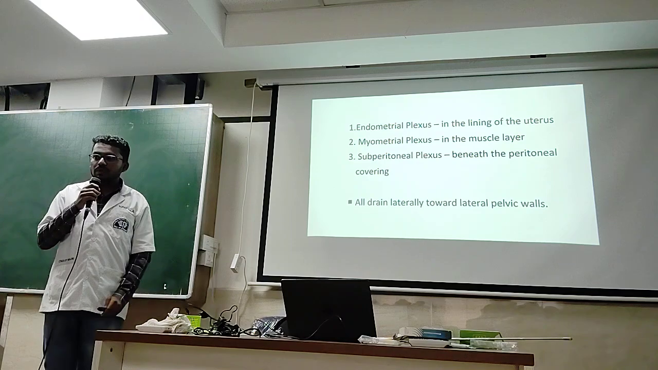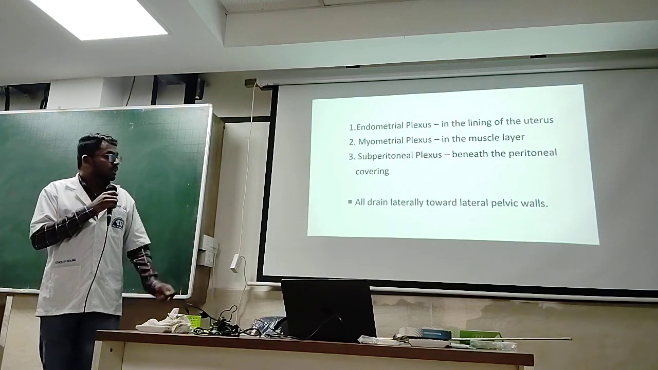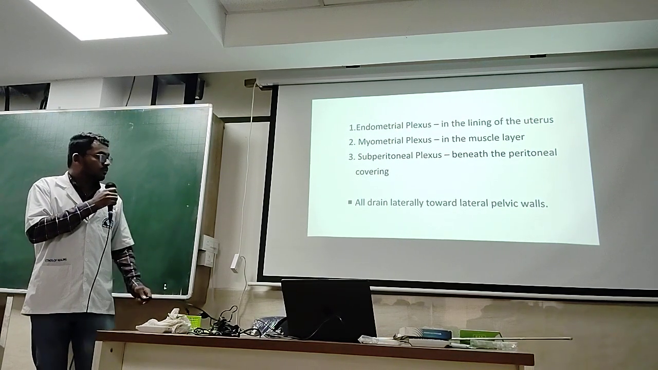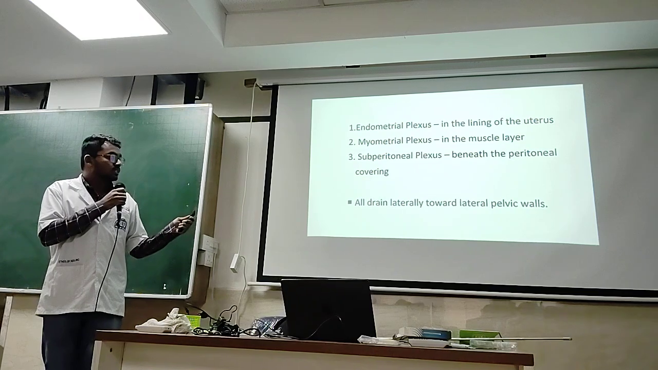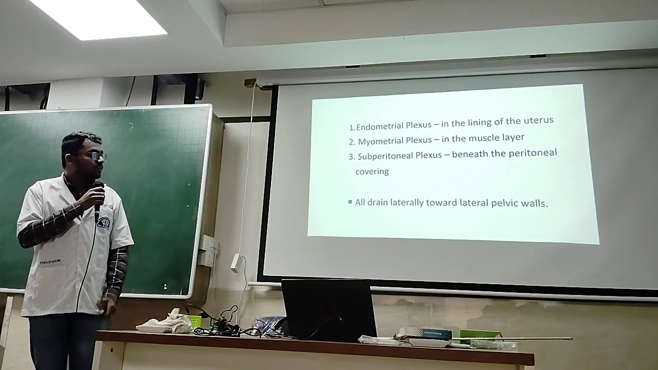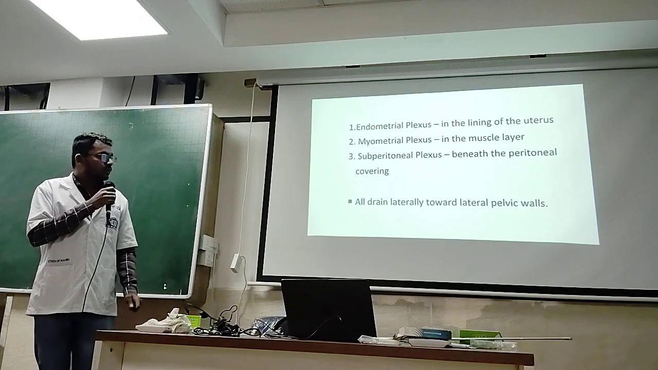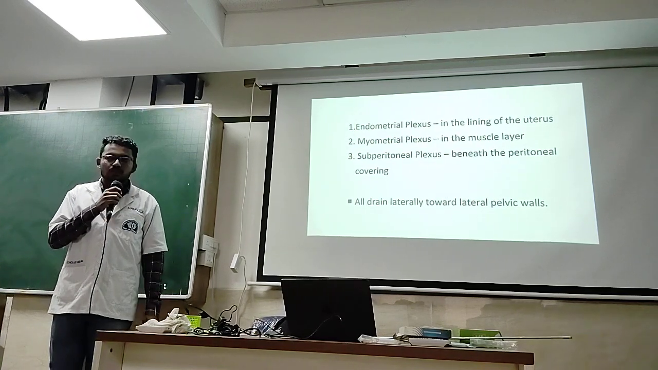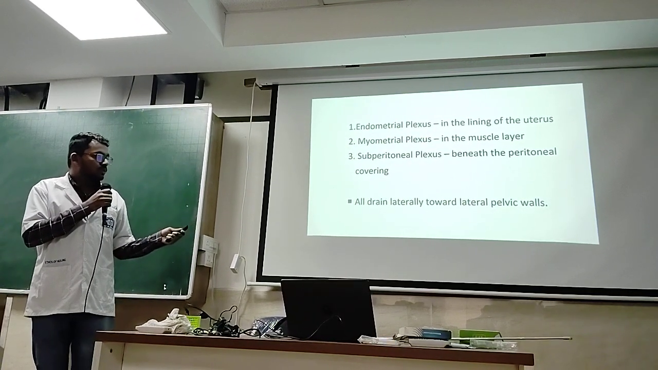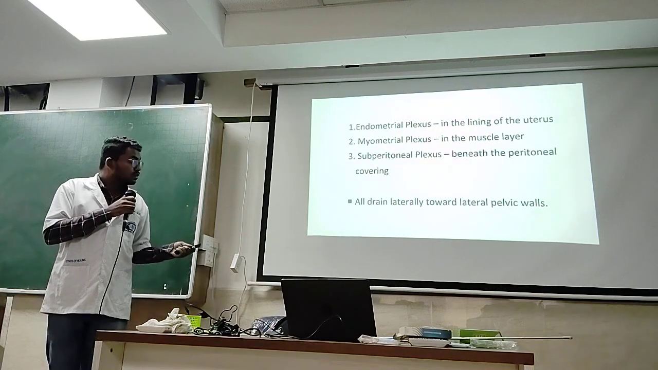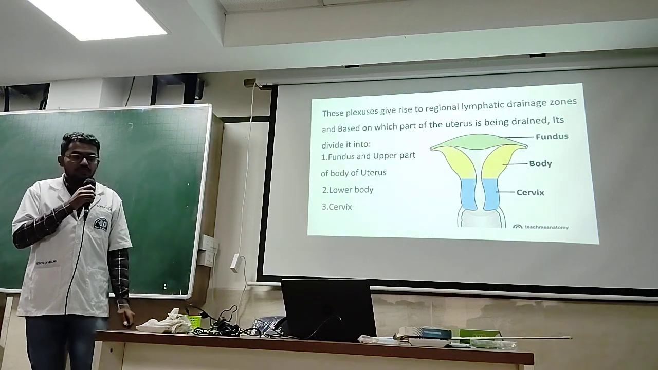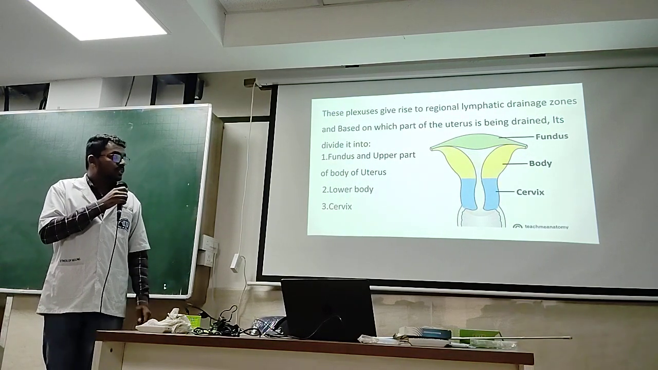The three interconnected plexuses are endometrial plexus, myometrial plexus, and subperitoneal plexus. The endometrial plexus lies in the lining of the uterus. The myometrial plexus lies in the muscle layer, and the subperitoneal plexus is beneath the peritoneal cavity. All drain laterally towards lateral pelvic walls. These plexuses give rise to regional lymphatic drainage zones.